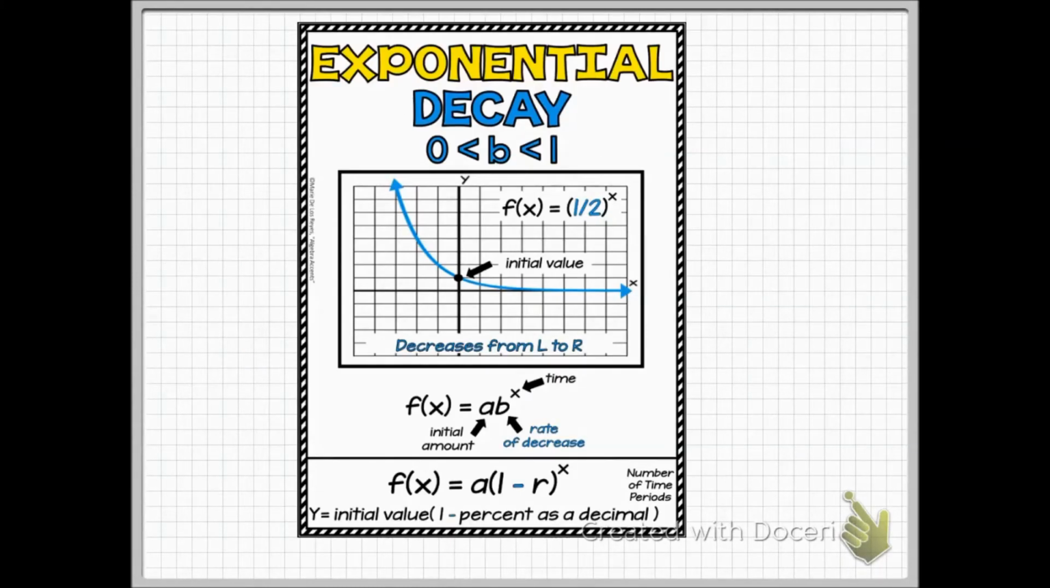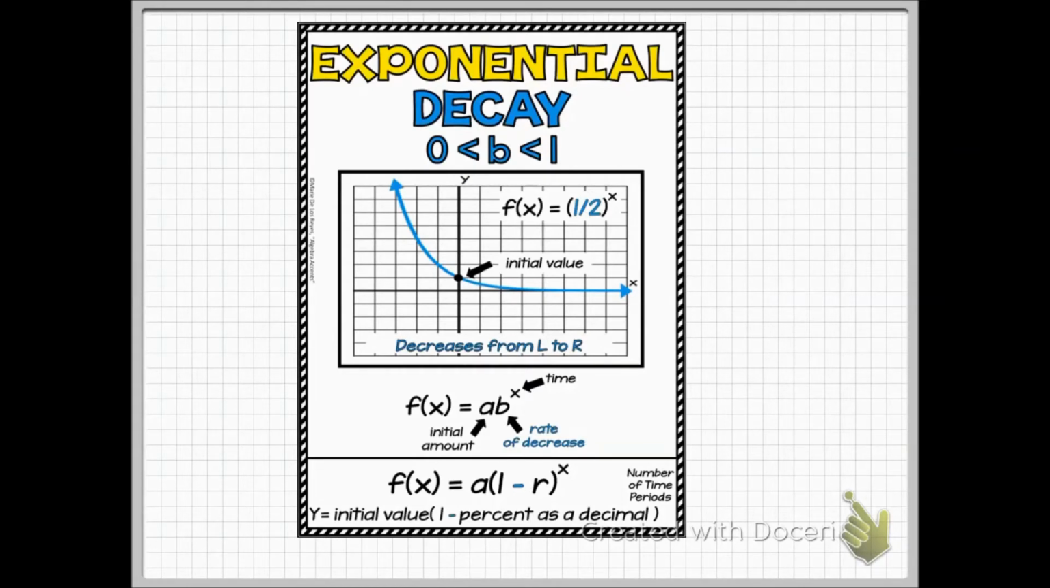And it says f of x is a times b to the x power. A is your initial amount. That's your starting point, the point when x equals 0. Your b stands for your rate of decrease. And to get that, you say 1 for 100% minus your percent of decrease as a decimal.